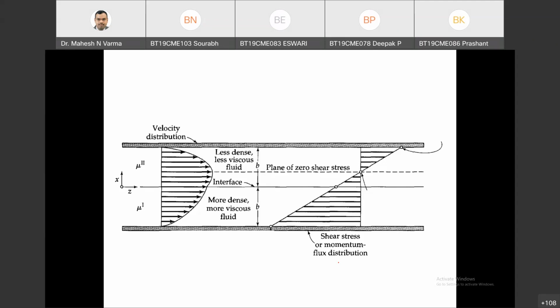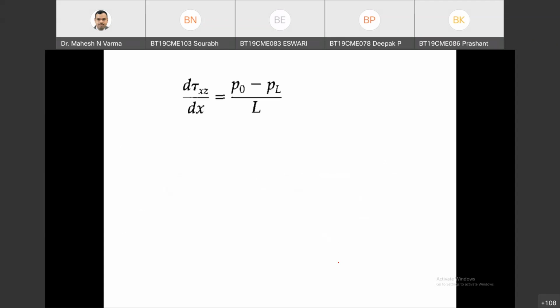First, do the shell balance for here. You should be getting this equation: d by dx of tau xz equals p0 minus pL divided by L. Adjust the negative sign also. Just let me know if anybody is getting this equation. After doing the shell momentum balance, you should be able to get this equation. Okay, very good. Any difficulty in understanding how to get this equation?